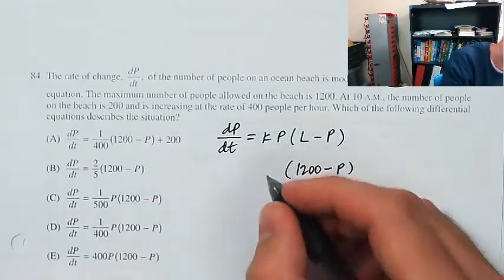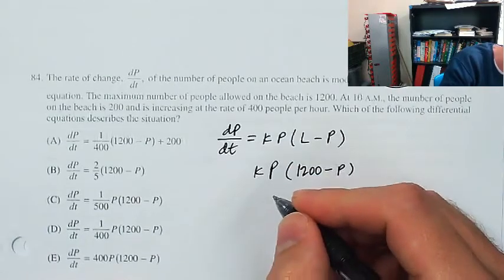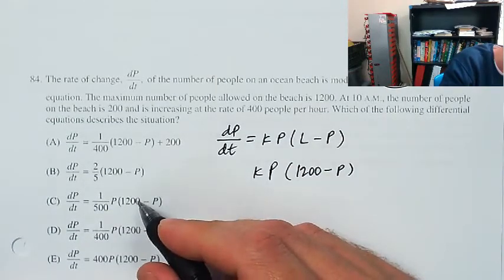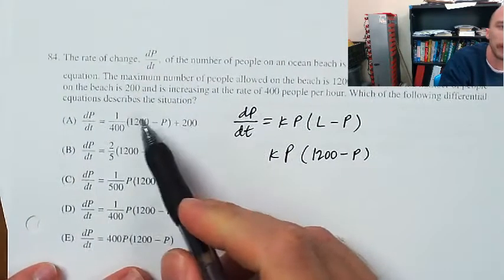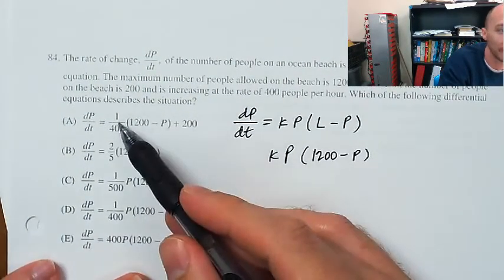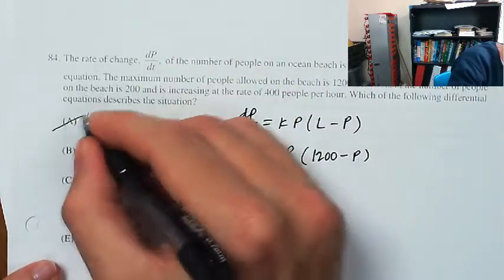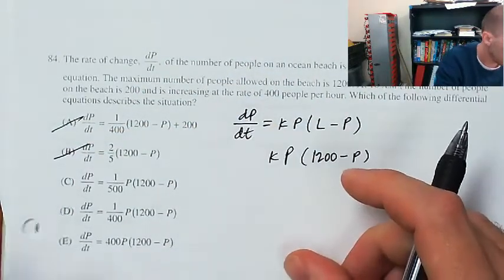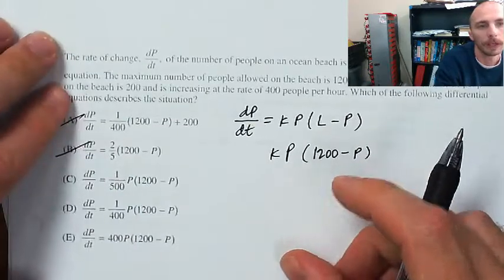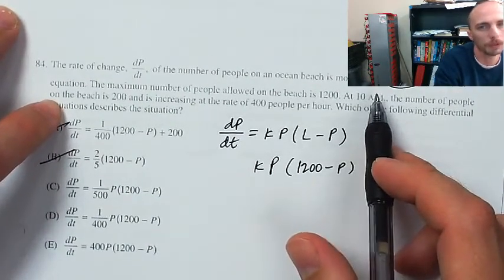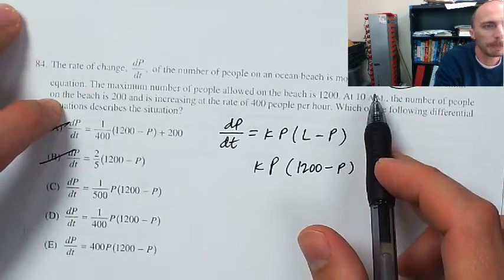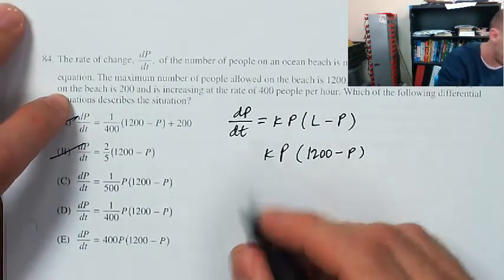Okay, so just based on the form, I can get it down to these three, right? This doesn't have the extra P on the outside. This has the extra plus 200 and does not have the P on the outside. So I'm going to get rid of these two. Okay, so now the question is, which is this? But it said at 10 a.m., which isn't important. It's just that at a particular time, the number of people on the beach is 200.